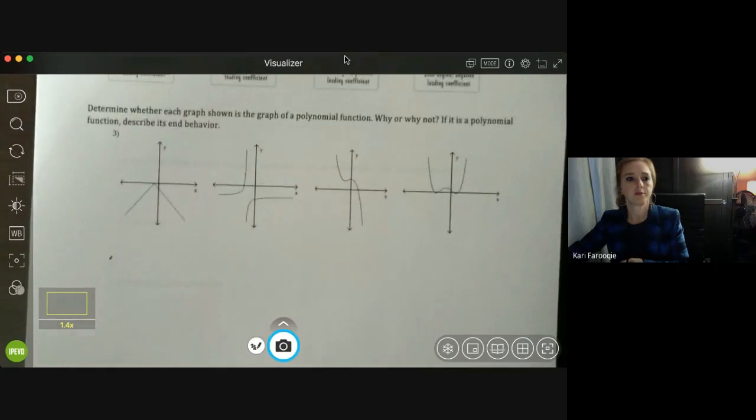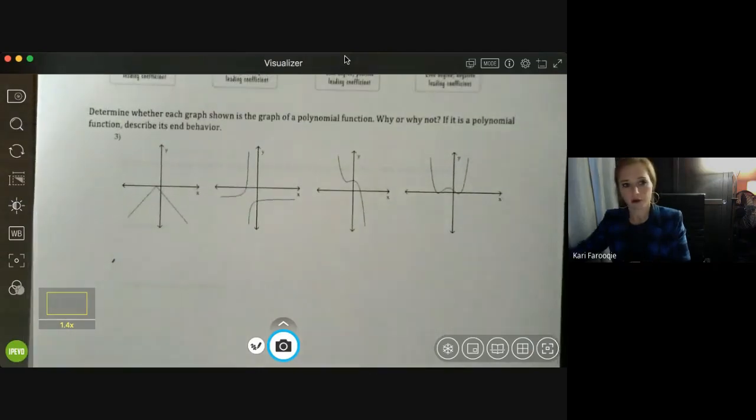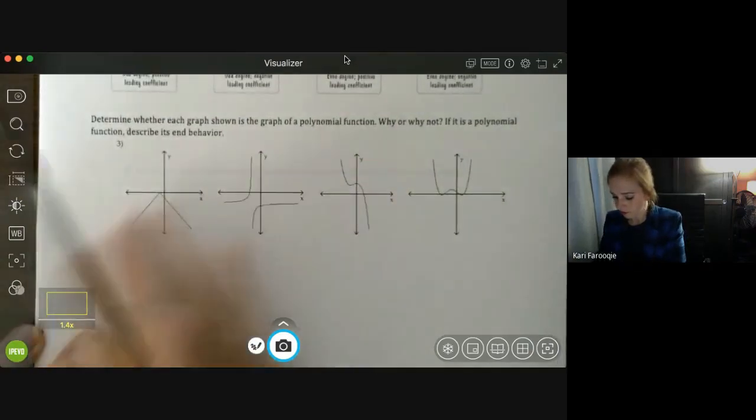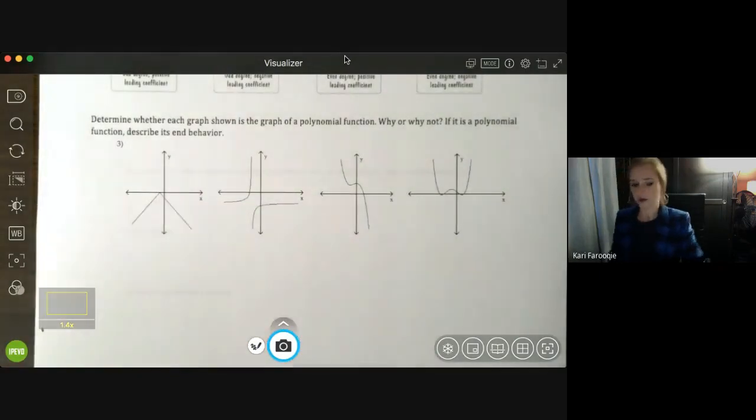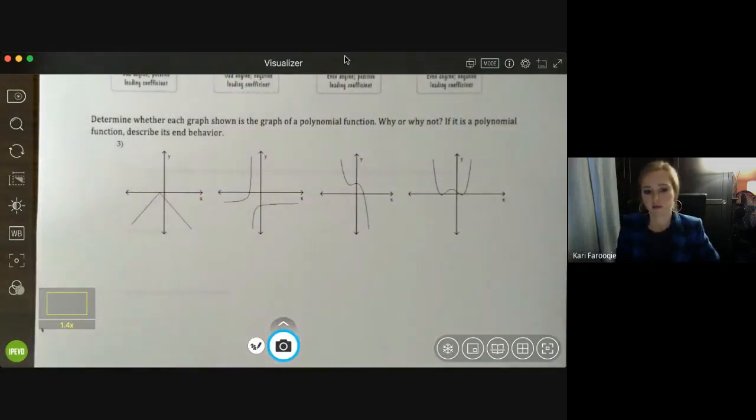Number 3. So number 3 is a graph that looks like an absolute value graph. It's in the shape of a V. What do we think? Does this look like a polynomial function? No, look, I can actually see somebody shaking their head. No, this is amazing. Thanks, Evan. Yeah, Evan says no, and he's correct. It's because it has this sharp point on it, we would say that it does not appear to be the graph of a polynomial function.